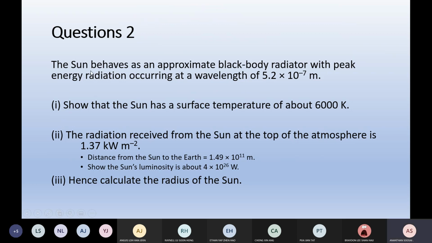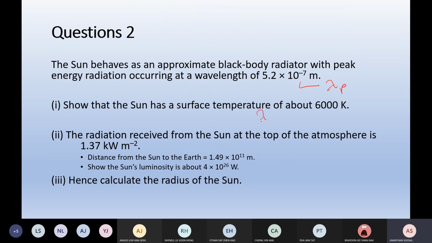So the sun behaves as an approximate black body radiator with peak energy radiation occurring at this wavelength. Okay, so this star, our sun, has a peak wavelength of this much, your lambda P. Show that the sun has a surface temperature of 6,000 Kelvin. So of course this is Wien's law, right? This is Wien's law.